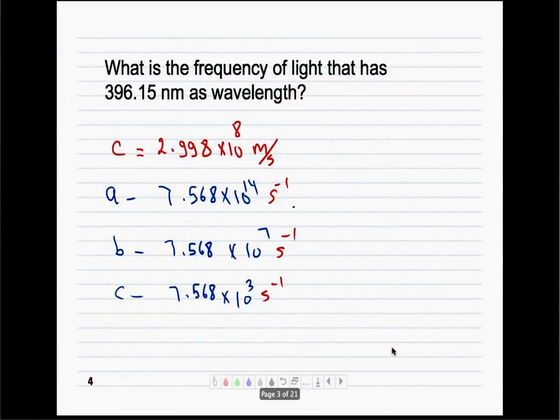Now let's do more. And I'm going to stop it at 150. So what is the frequency of light that has 396.15 nanometer as wavelength? And by the way, the equations for wavelength and for the energy, you're going to be given those in the exam. The information page, the first page of exam 2, is already on Moodle under practice exams.